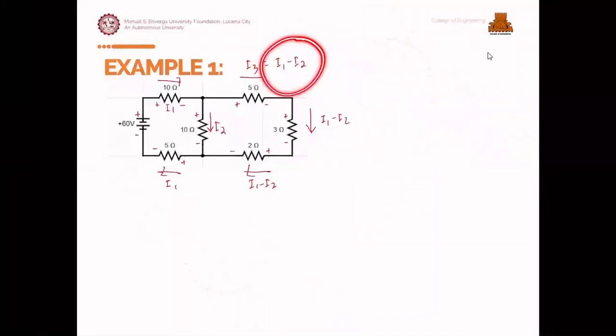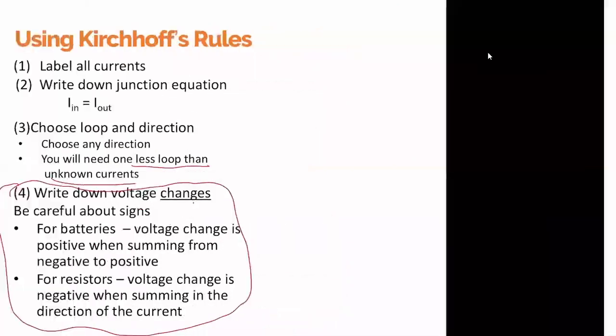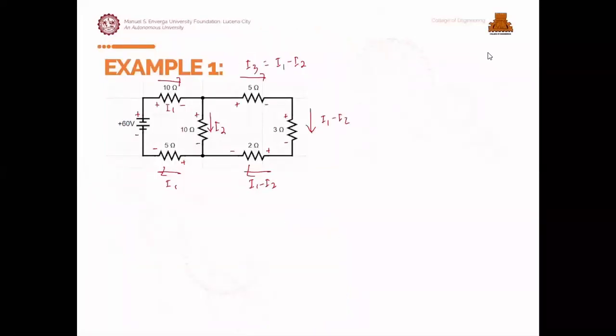Ito na yung mga equation na yun, no? Kasunod is pag-create ng loop. So, you will need one less loop than the other. Ang unknown current talaga natin is I1, I2, tsaka I3. So, ang loop na pwede natin gawin is dalawa, kasi 3 current minus 1 is 2. So, ano yung mga loop na yon?